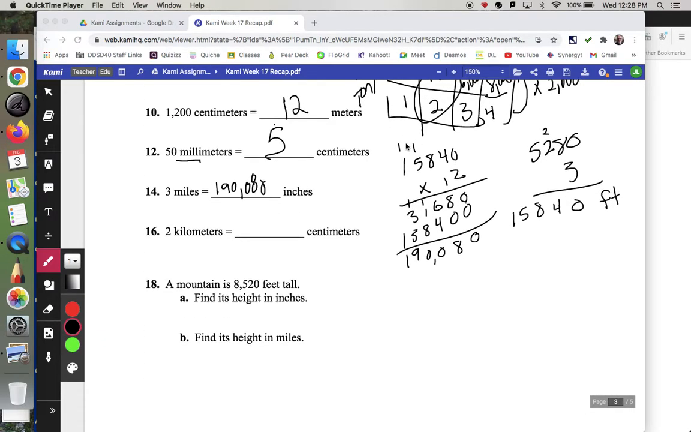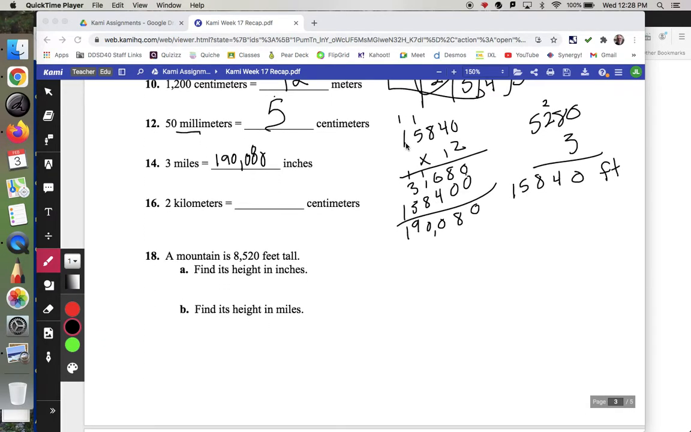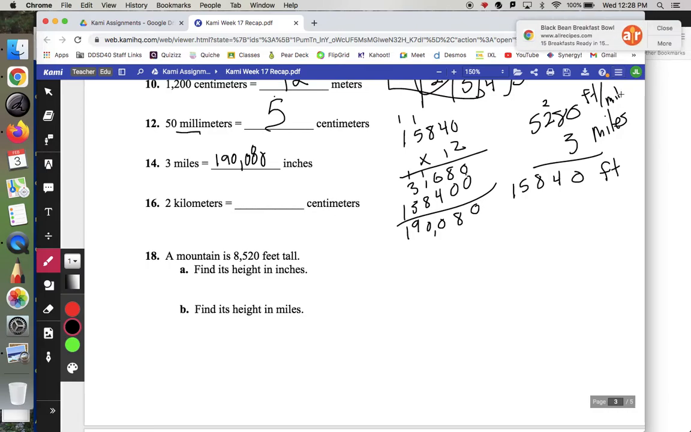Starting right here on number 14, there is 190,080 inches in 3 miles. And I found that by multiplying 3 miles times 5,280 feet per mile. And that gave me 15,840 feet. There's 12 inches in each foot. So I multiplied 12 times 15,840 to get 190,080 inches.